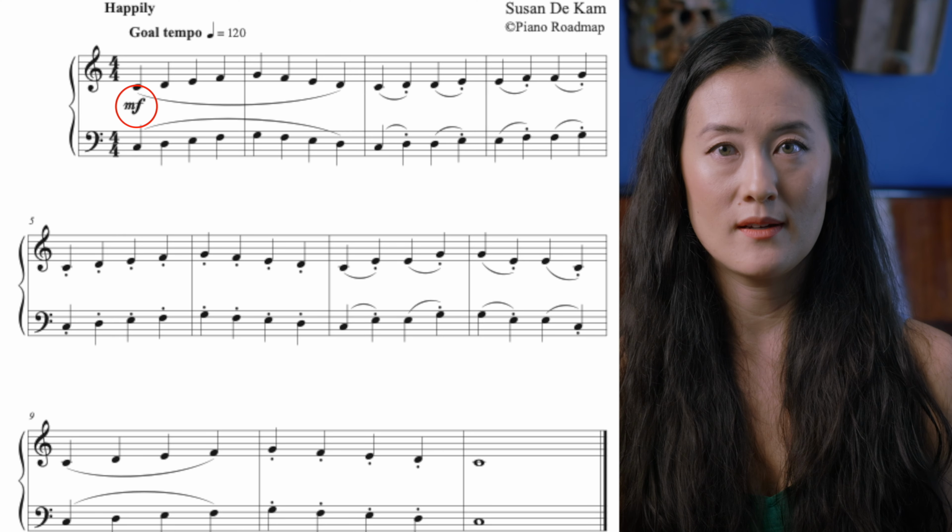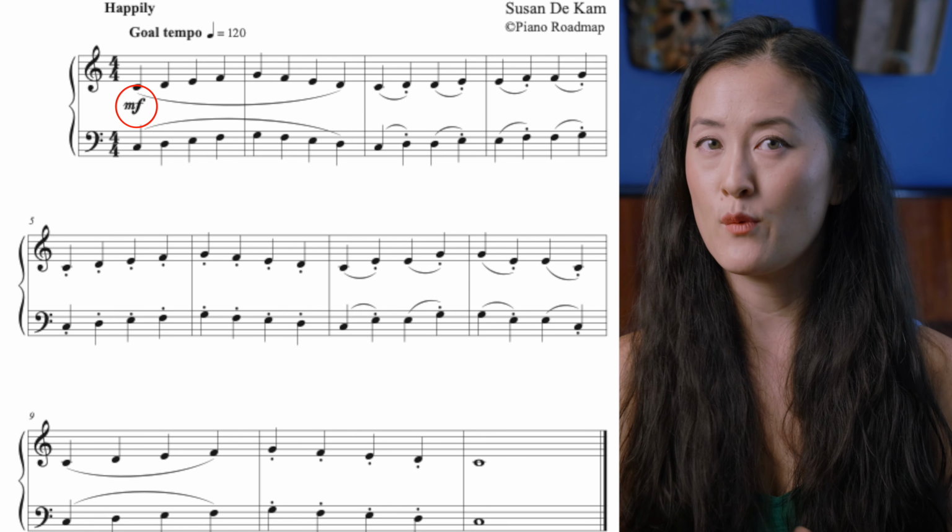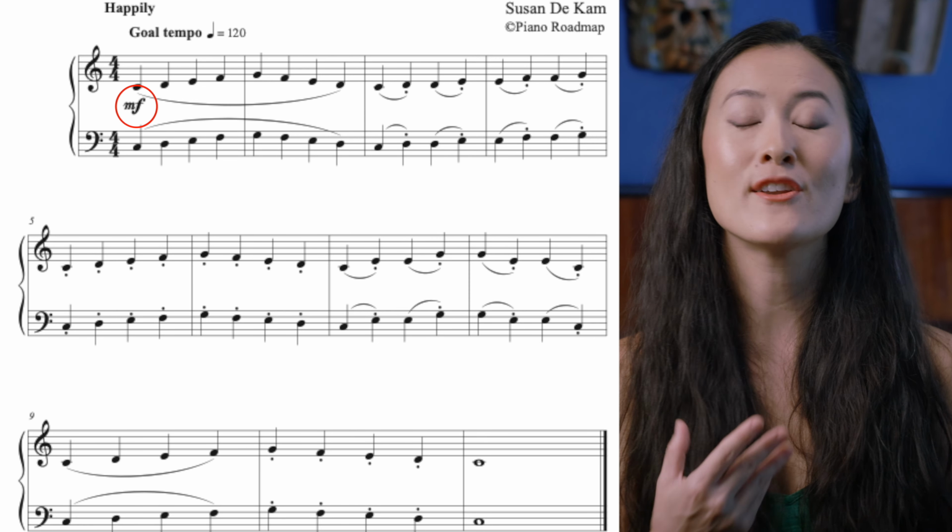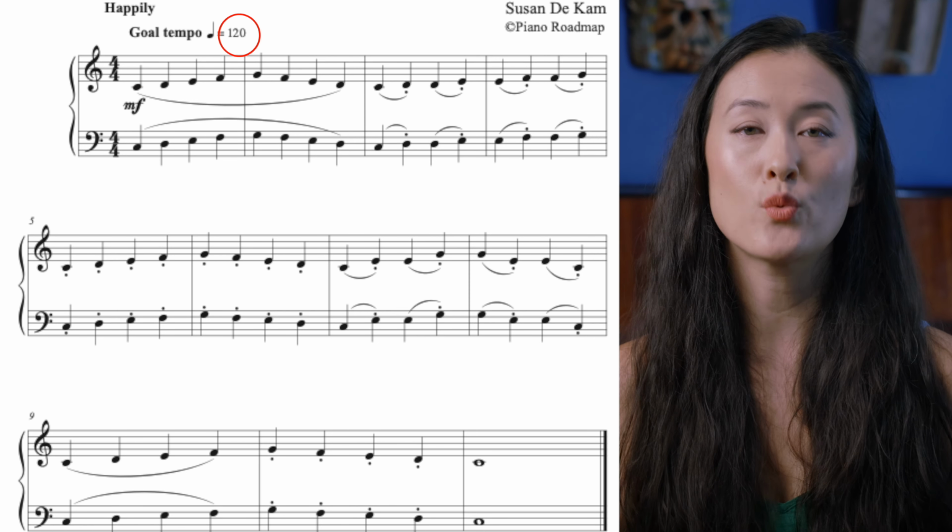And then finally, note the dynamic mark, mezzo forte, or otherwise known as medium loud, and your goal tempo of 120 beats per minute. The other part of your assignment for this week is playing an upgraded version of Landmark Landscape. This was the piece you practiced in lesson 3. I've revised the score to give you more opportunities to play with musical expression.